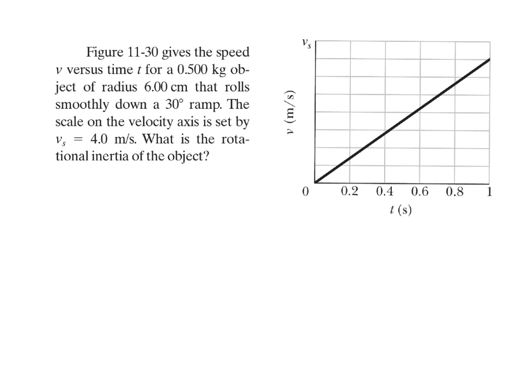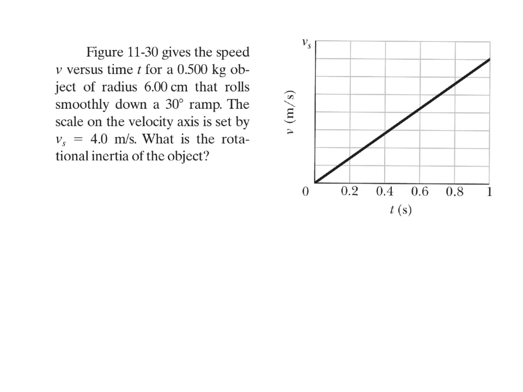So here we're looking at an example that gives us a graph, also from the end of your chapter. I think this is example 6. So we're told the following. The figure on the right gives the speed v versus time t for a 0.5 kilogram object of radius 6 centimeters that rolls smoothly down a 30-degree ramp. The scale on the velocity axis is given by Vs equals 4. What is the rotational inertia of the object?